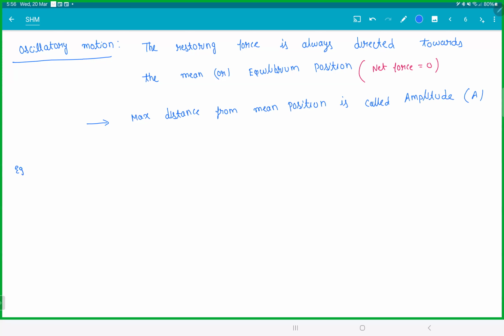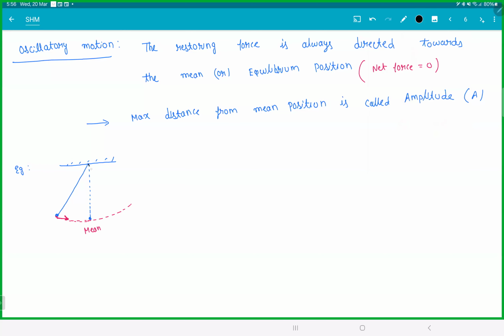Example. The most standard one is your simple pendulum. So if you take a simple pendulum here, the lowest position is your mean position. And if you look at the oscillation, it doesn't stop here. It will continue to go here. So the restoring force, in this case we call it restoring torque, is always towards the mean position. It will always try to come back to the lowest position.